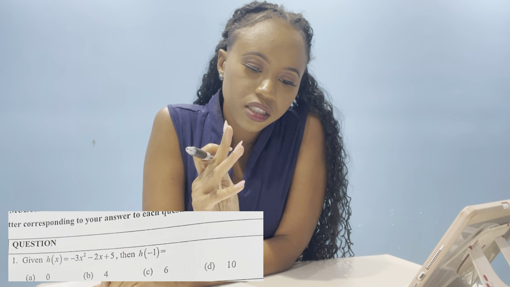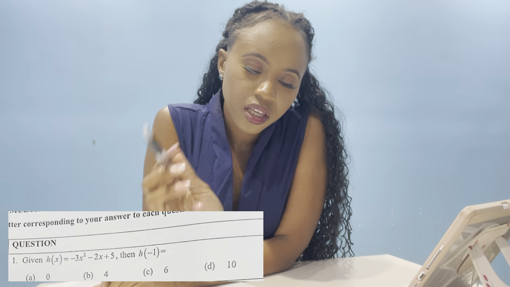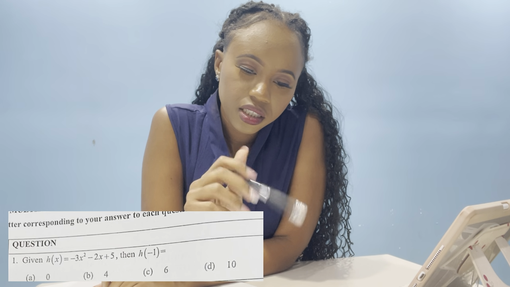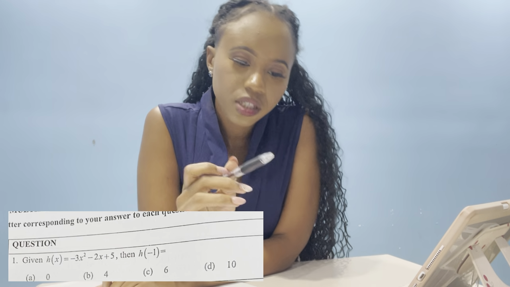So, given h of x is equal to negative 3x squared minus 2x plus 5, then h of negative 1 equals, okay, let's just say you don't know how to answer that. I do. But let's just pretend I didn't, right? So I'm going to type out the entire question in ChatGPT.